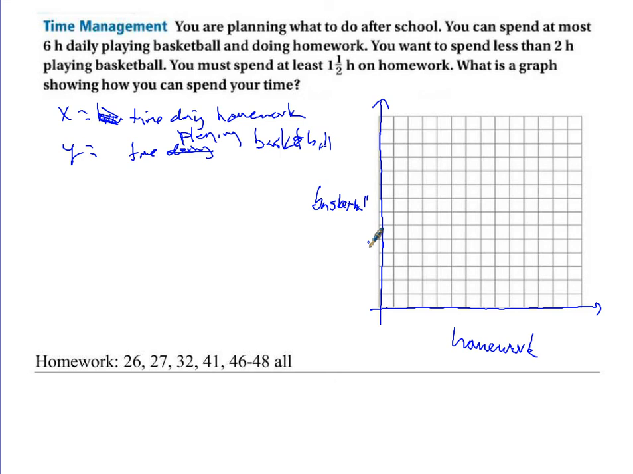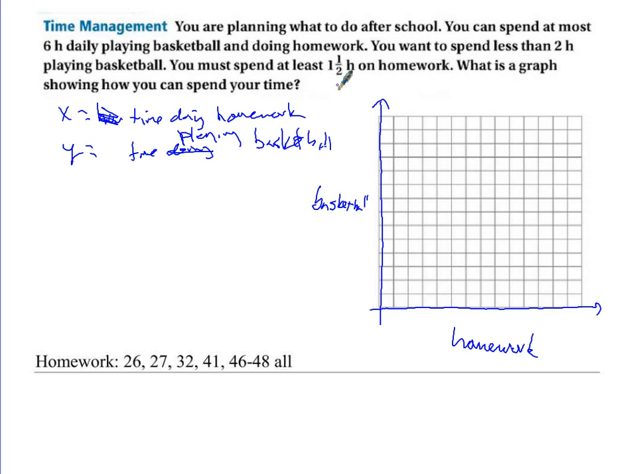Now we need to use the information to come up with a system of inequalities. It doesn't have to be just 2. It can be more than 2. You are planning on what to do after school? Great. You can spend at most 6 hours daily playing basketball and doing homework.